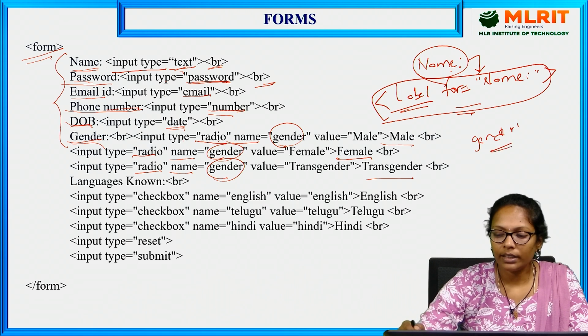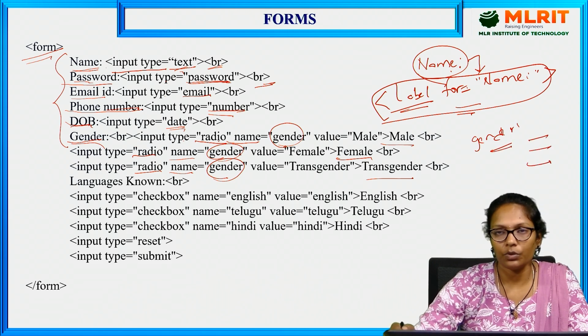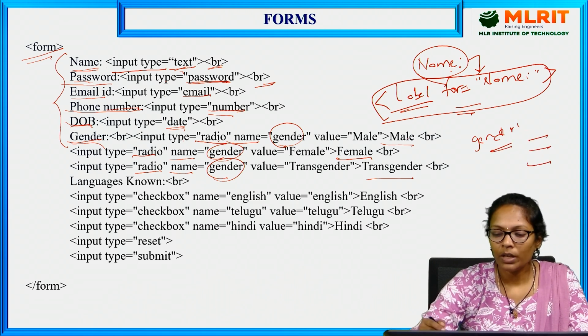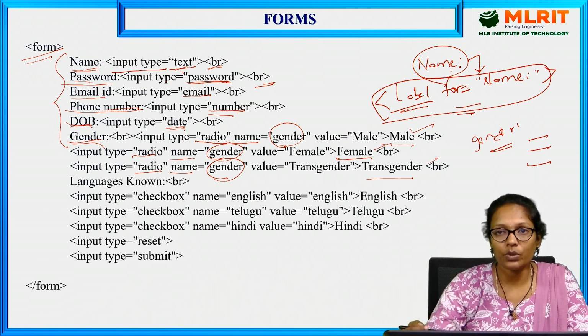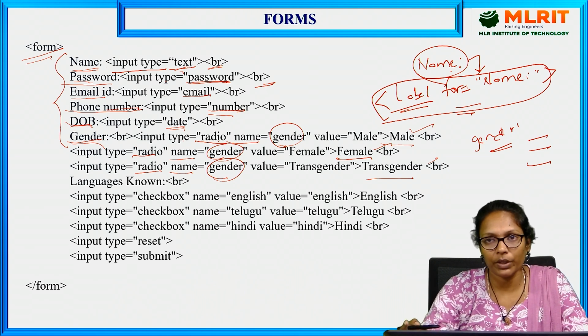Under this gender, how many values we have? 3 values. How many values are there in this group? First one is male, second one is female, third one is transgender. So that the user should be able to select only one item from that group.